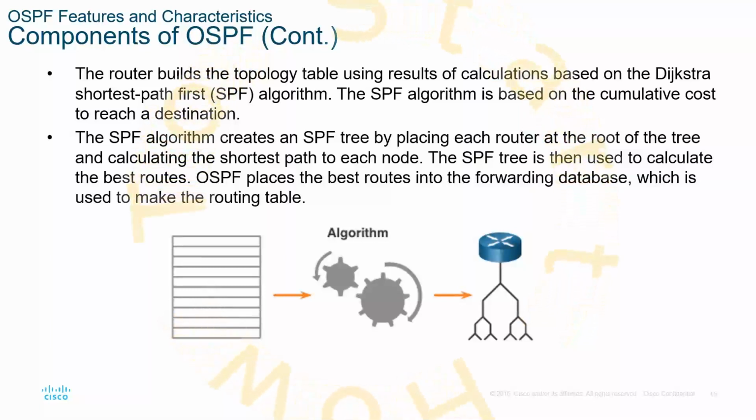So the router will build the topology table using results of the calculations based on a shortest path first algorithm, an SPF algorithm. The SPF algorithm creates a tree by placing each router at the root of the tree and calculating the shortest path to each node. The tree is then used to calculate the best routes. And then that's what's actually forwarded.